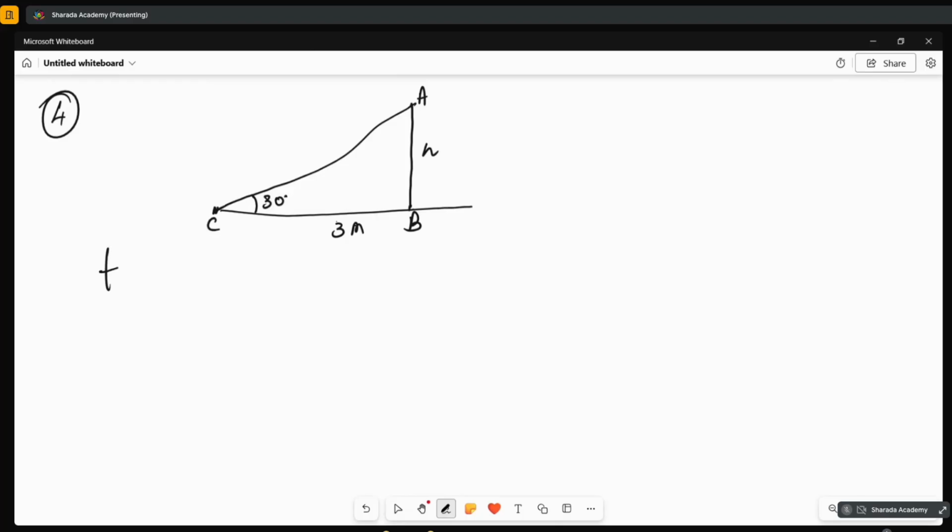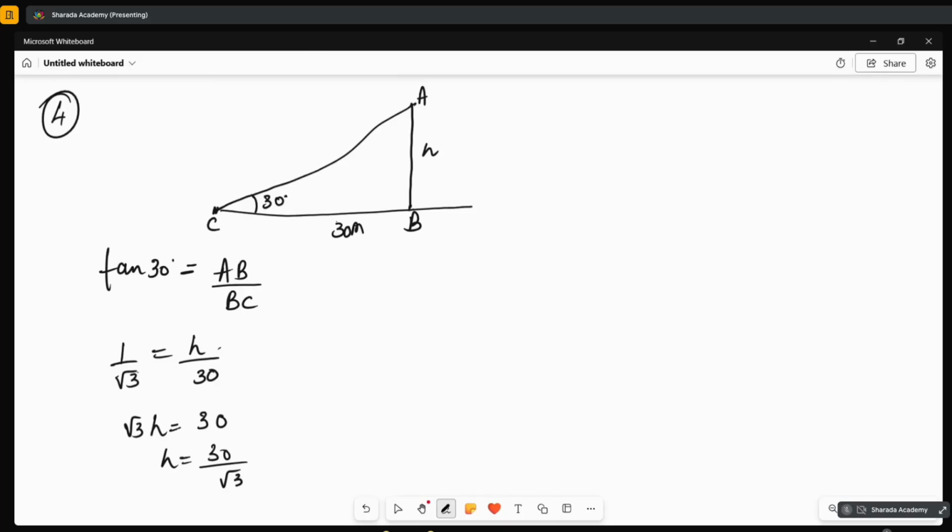So, tan 30 degrees is equal to AB by BC. Tan 30 is 1 by root 3, that is equal to H by 30. So H into root 3 is equal to 30, or H is equal to 30 by root 3. 30 is 3 into 10, so H is 10 root 3 meters.